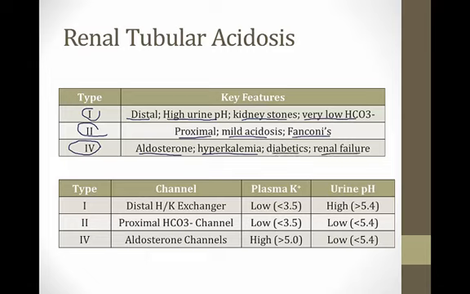And then down here at the bottom, I've shown some more key features. So type 1 is a problem with the distal potassium hydrogen ion exchanger. There's hypokalemia in the plasma and the urine pH is high. Type 2 is a proximal problem. There's also hypokalemia in this RTA and the urine pH is low. And then type 4 is the aldosterone channel problem. The plasma potassium is high. This is the only RTA with hyperkalemia, and the urine pH will be low. And that concludes our module on renal tubular acidosis.